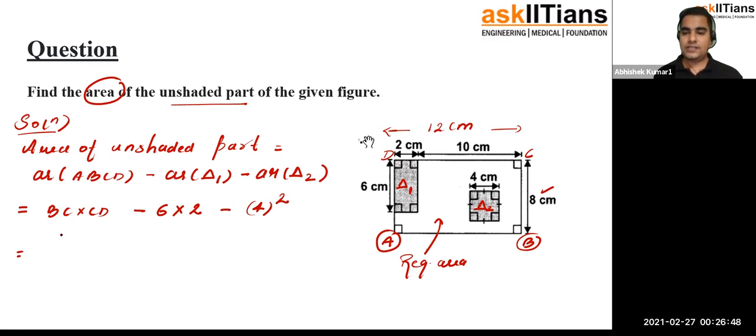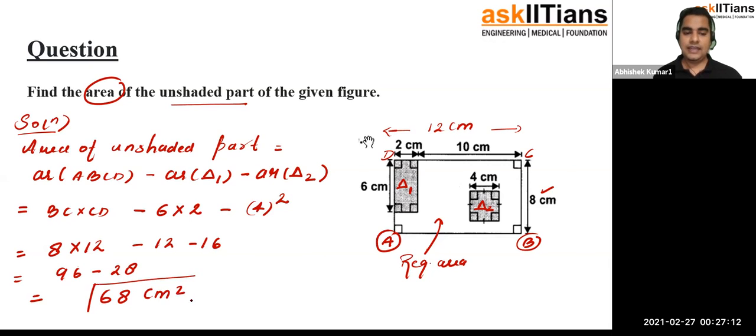Clear? What's the value of BC? BC is 8. What is CD? CD is 12. This will be 12 and that would be 16. Clear? So you are going to get 96 minus 28. Clear? So if you subtract 28 from 96, what will you get? 16 minus 8 is 8 and 8 minus 2 is going to give you 6. So you are going to get 68 centimeter square as the area of the unshaded part of this figure.